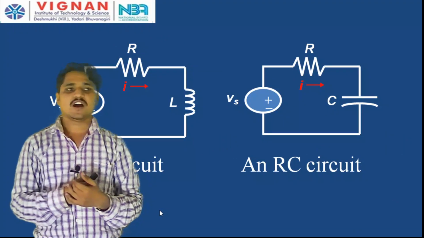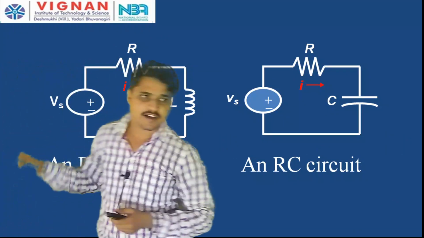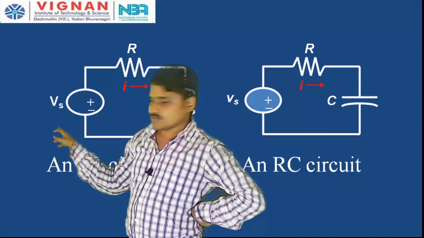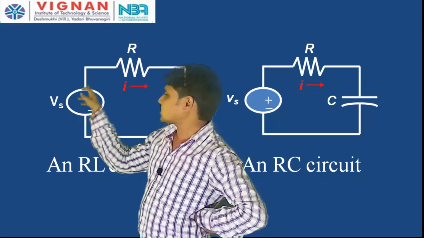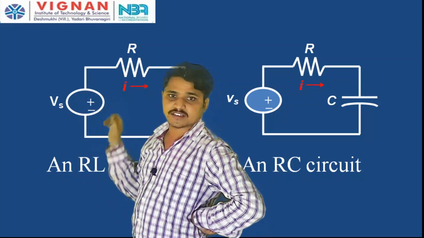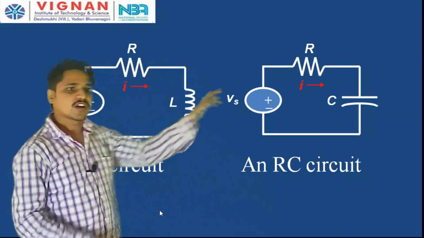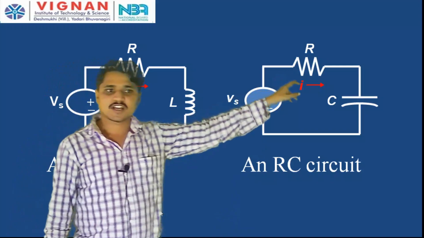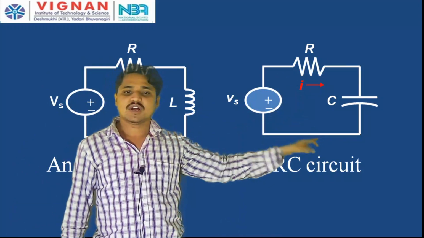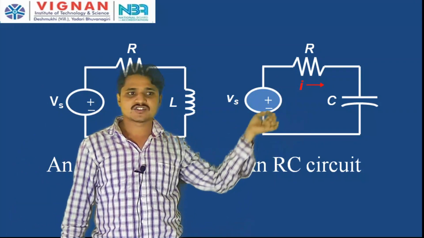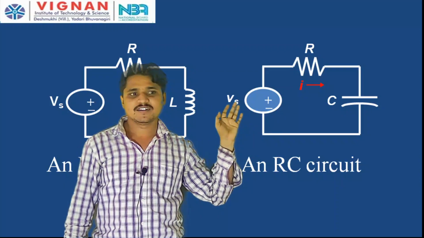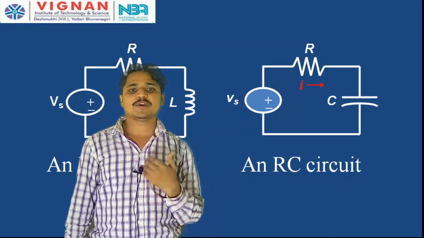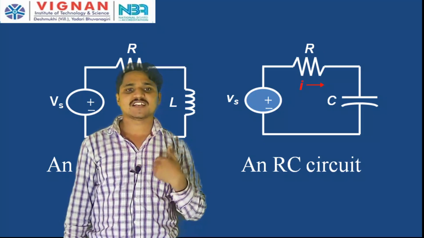Now, this is an RL circuit, which consists of a voltage source, resistor and inductor. And this is our RC circuit: source voltage, resistor and capacitor. When you apply Kirchhoff's voltage law or Kirchhoff's current law in these circuits, we are going to obtain first order differential equations.